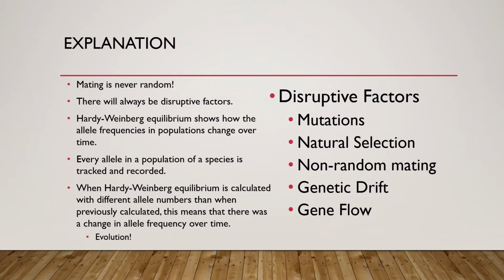Okay, so the thing with Hardy-Weinberg equilibrium is that it describes a perfect world, but mating is never random, and there will always be disruptive factors, because that's just how life works. So there will always be mutations, natural selection, non-random mating, genetic drift, and gene flow.